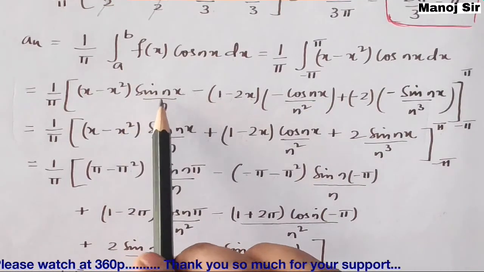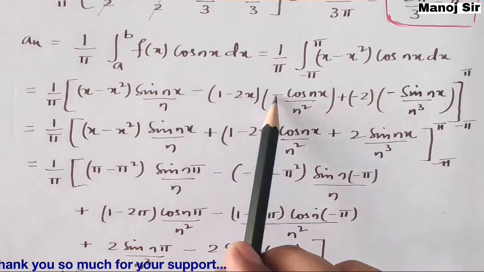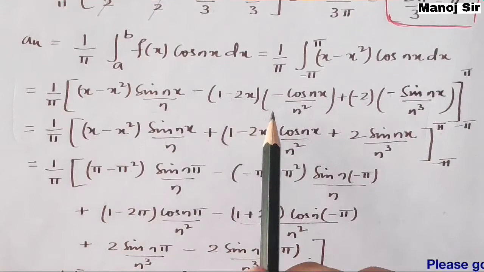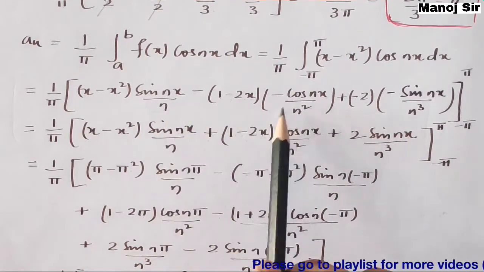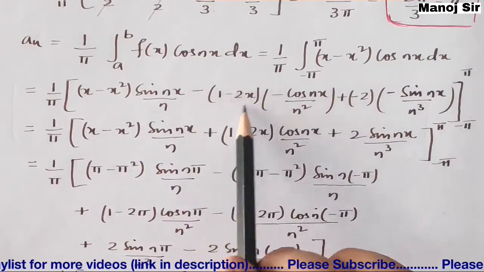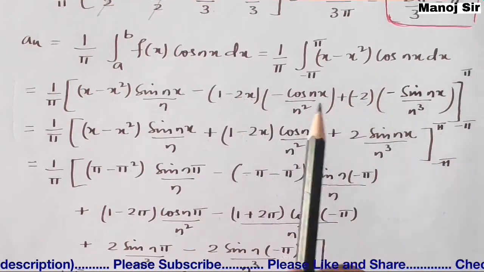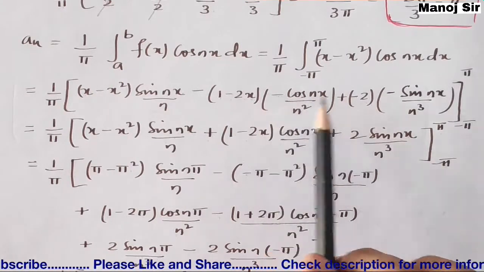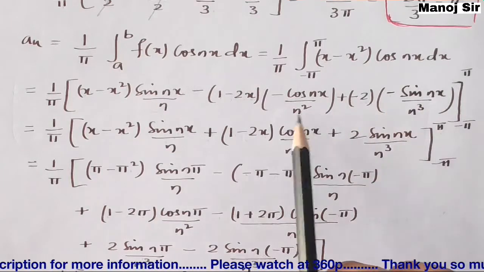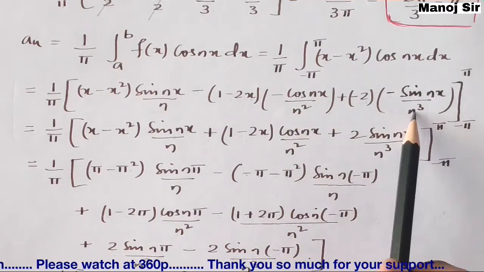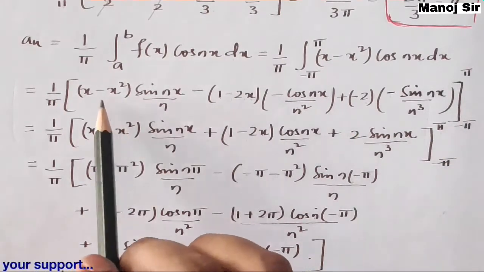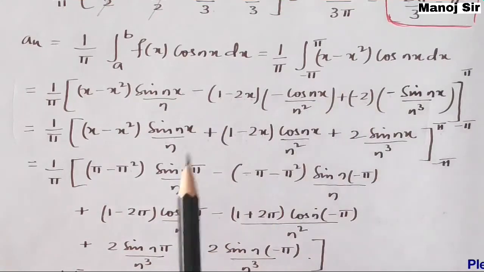Now integration of this part, that is integration of sin will become minus cos nx upon n, and here we have n, so n into n will become n square. Now first term positive, second term negative, third term again positive. Differentiation of this part, that is minus 2. Now integration of this part, minus sign is as it is, cos will become sine, so sin nx upon n into n square will become n cube. The limit goes from minus pi to pi. I hope this step is very much clear to you.